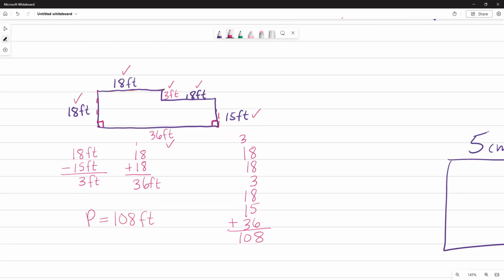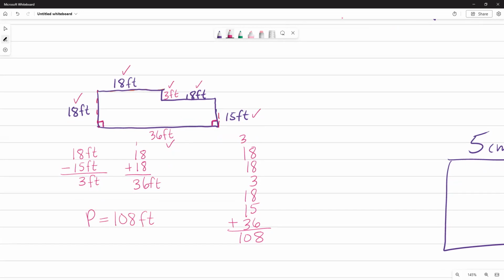Now you can see what I've done in the example that you've got on page 175 as well. And they talk about the fact that the unmarked distances of 3 feet and 36 feet are found using the distances that they gave us. And I've shown you how I did that.